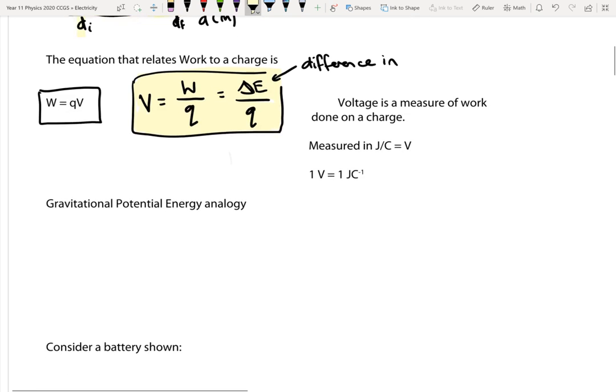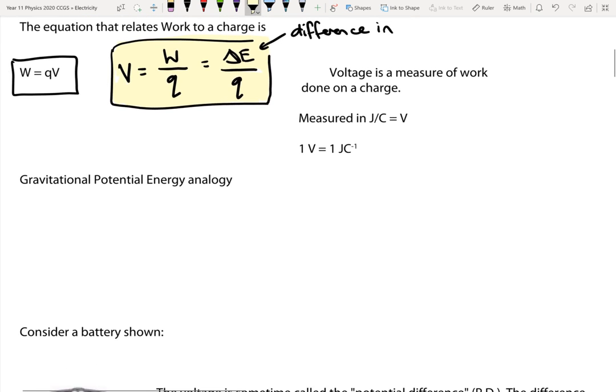Another way to remember this, and I always found this confusing, just remember that 1 volt is a joule per coulomb of charge. Okay? And we'll just label, sorry, I don't mean to confuse you with my red purple pen. 1 volt is a joule of work that's done on a coulomb of charge. Okay?